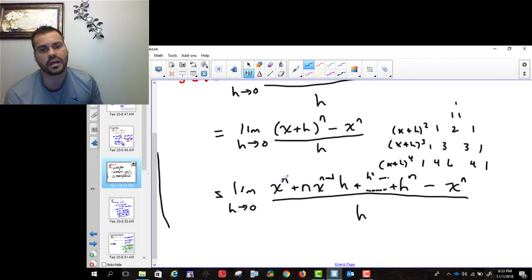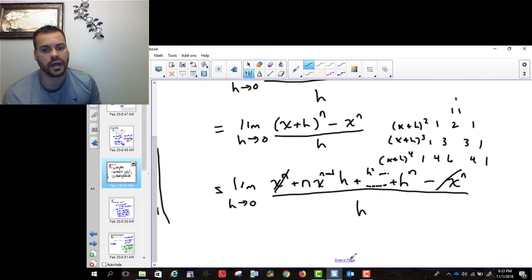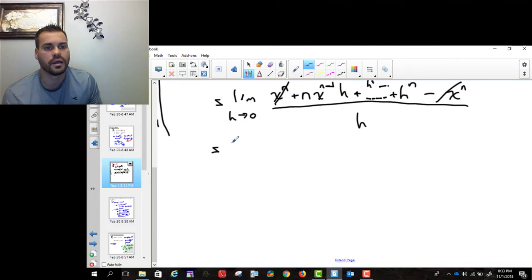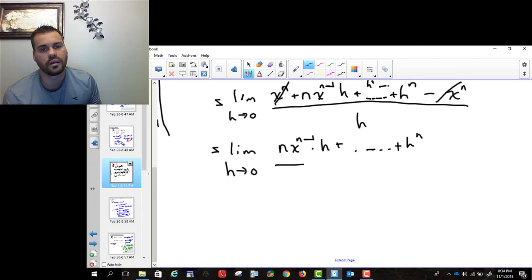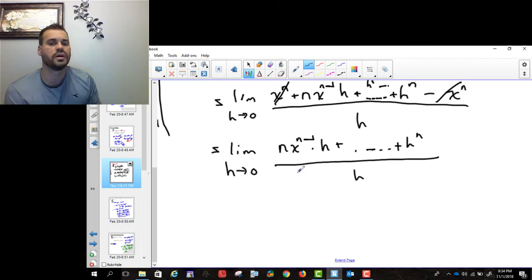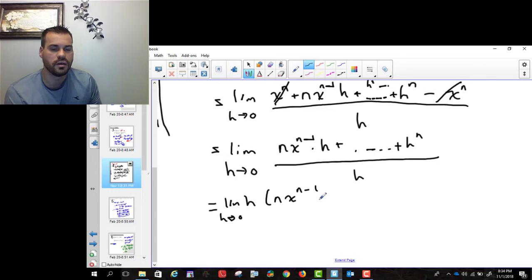So what happens is this x to the n cancels with that minus x to the n. And that gives me then the limit as h approaches 0 of nx to the n minus 1 times h plus a bunch of terms all with h in them all the way up to h to the n, divided by h. So I can factor out an h. I can take the limit as h approaches 0 of h multiplied by nx to the n minus 1 plus ... plus h to the n minus 1.